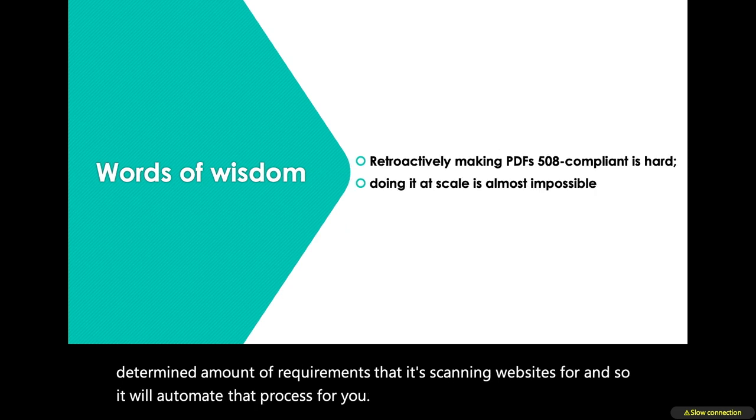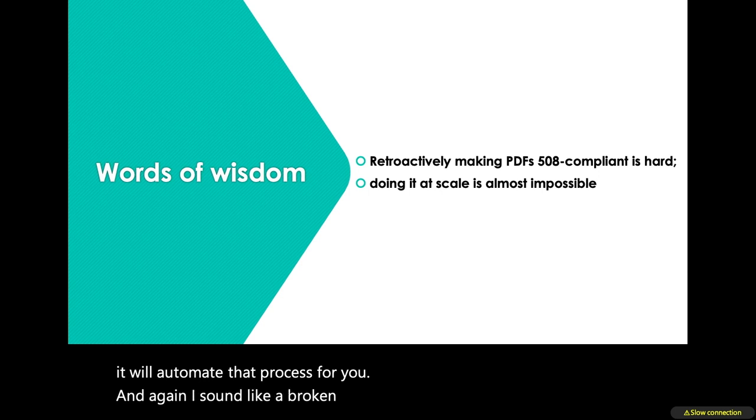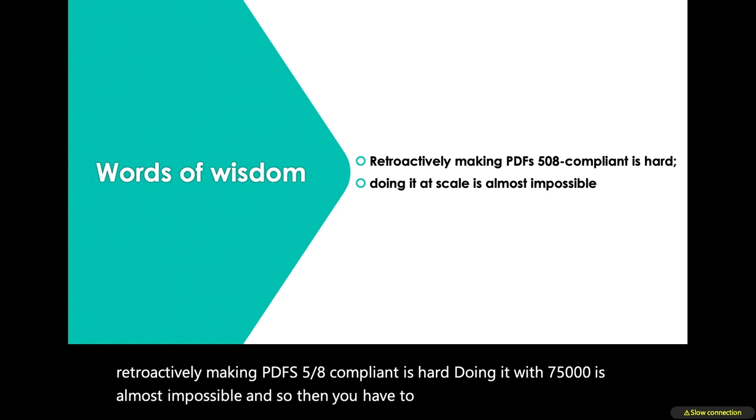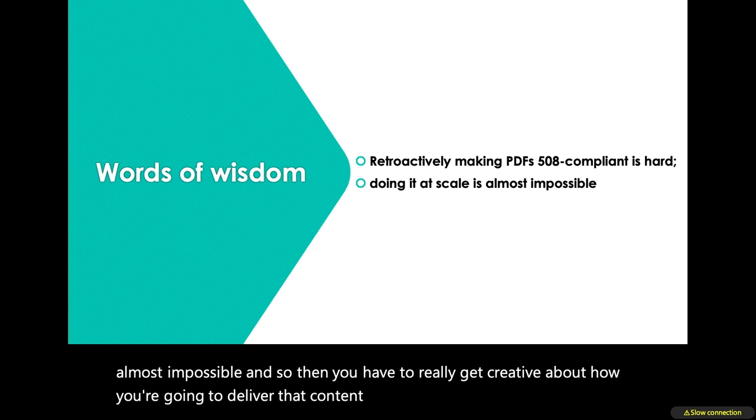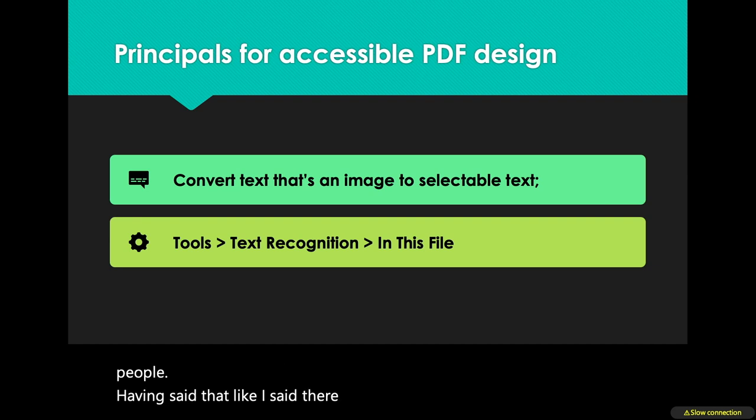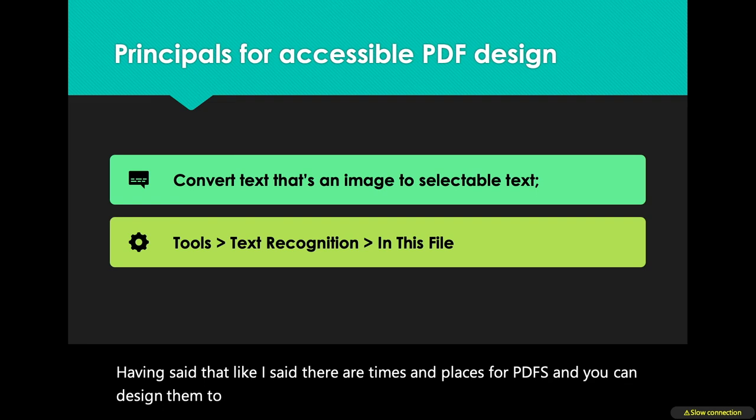And again, I sound like a broken record, but what I've learned is that retroactively making PDFs 508 compliant is hard. Doing it with 75,000 is almost impossible. And so then you have to really get creative about how you're going to deliver that content in a way that is more helpful for people. Having said that, like I said, there are times and places for PDFs, and you can design them to be accessible from the start. So that's the good news. And there are some tips.